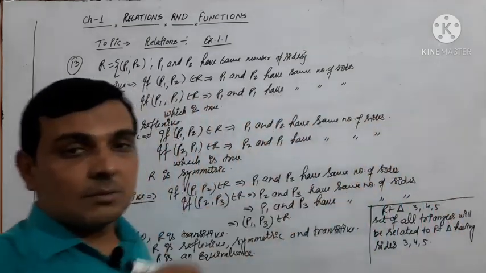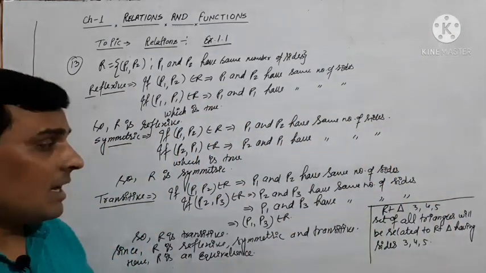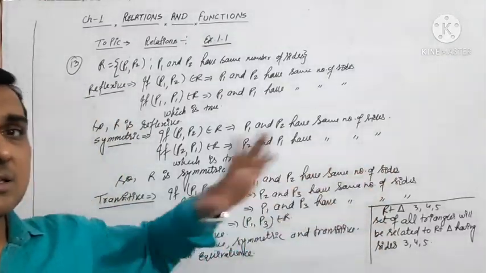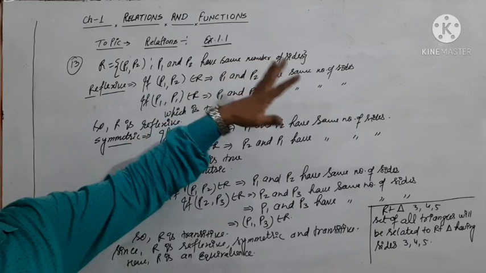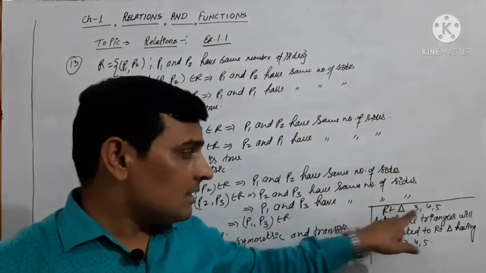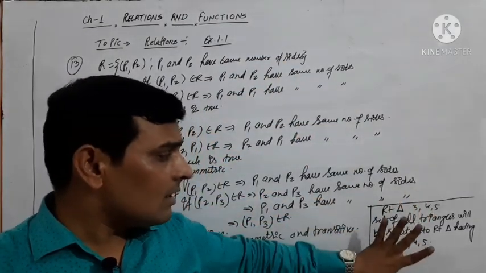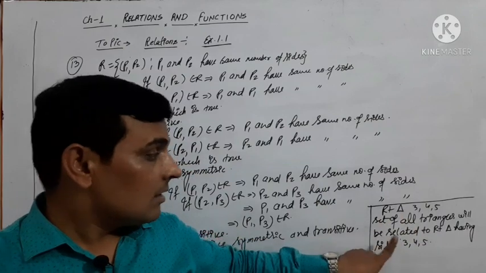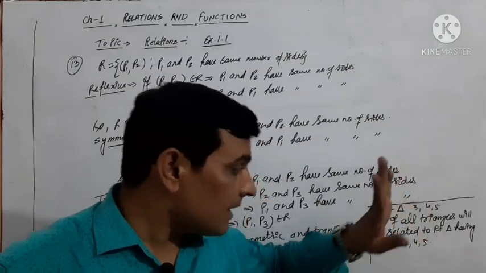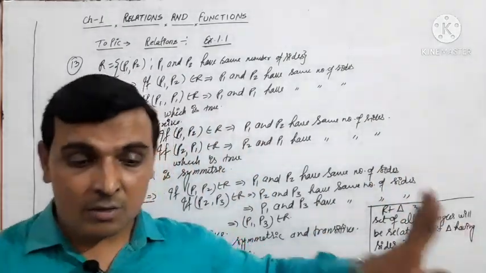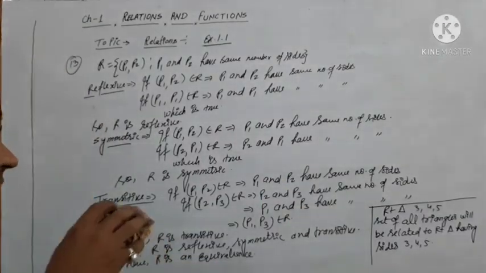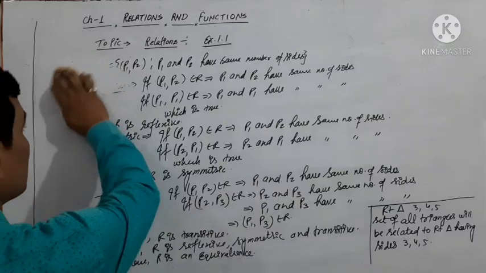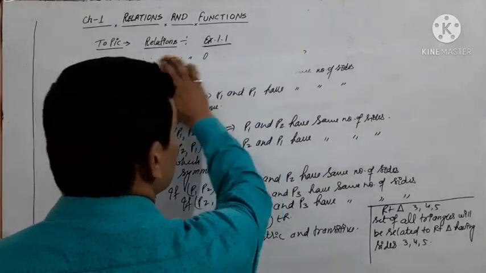Clear? Because the relation is only through sides, there is no relation with the right angle in the right triangle. We have to check that the number of sides should be the same. So this triangle has 3 sides, so all the triangles are related to this right triangle having sides 3, 4, 5. Clear, son? Now come to question number 14. Question number 14.